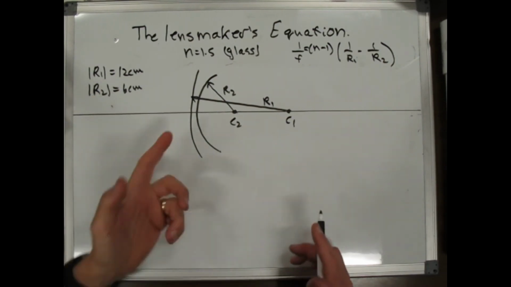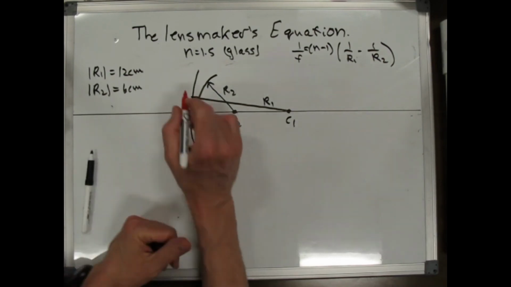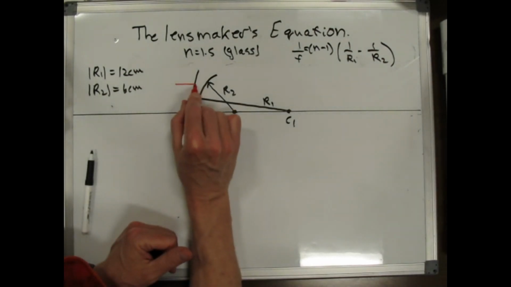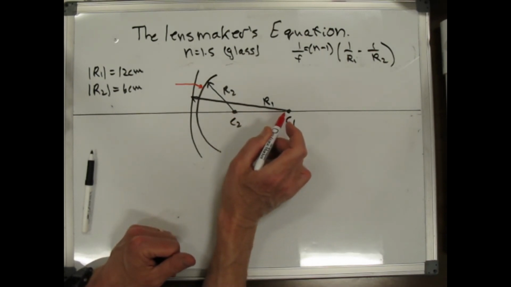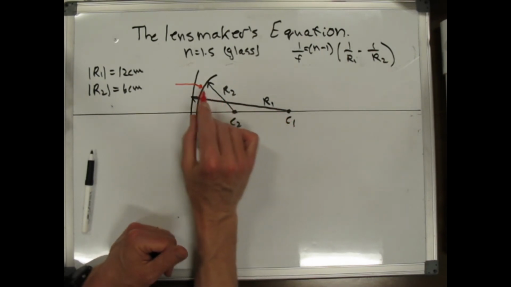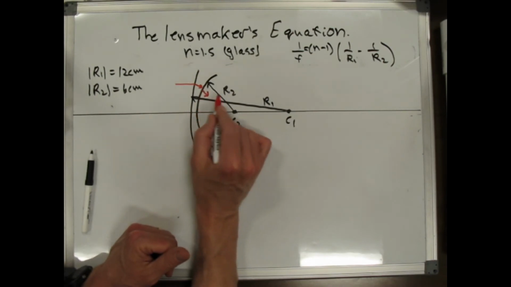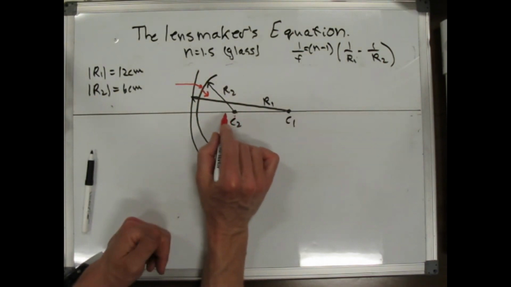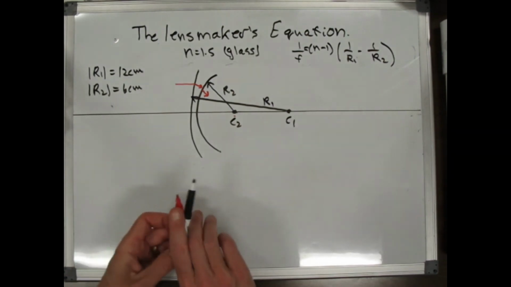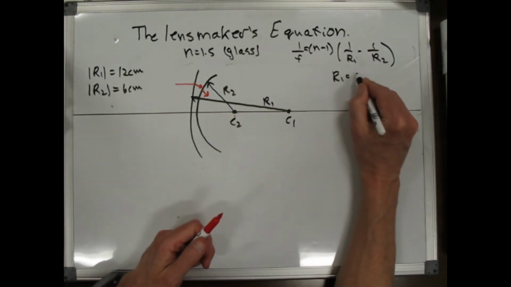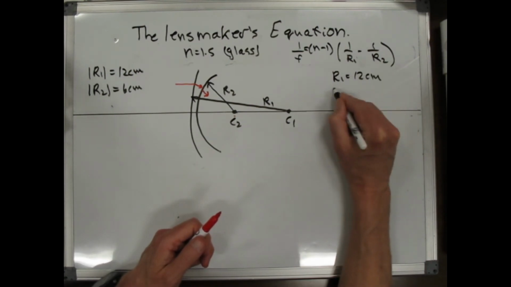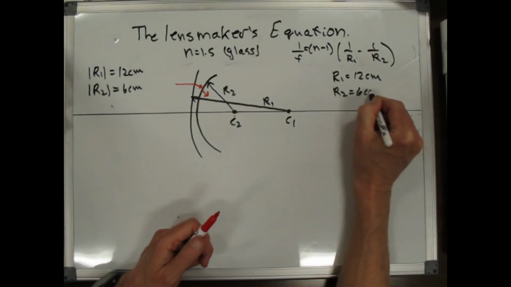And so in this case, when the ray comes in this way, the center of curvature for R1 is on the same side as the outgoing ray, and the center of curvature for R2 is also on the same side, and so they're both greater than 0. And so it's the opposite of what I had a minute ago. I have R1 is equal to 12 centimeters, and R2 is equal to 6 centimeters.